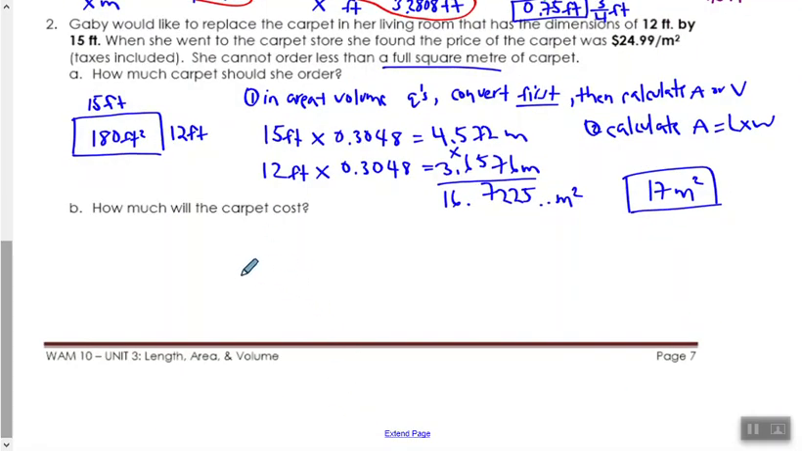Now, how much will the carpet cost? Well, 1 square meter costs $24.99 and I have 17. So all I need to do is take my $24.99 per meter squared and multiply it by my area, so 17 meters squared. So I will be paying $424.83.